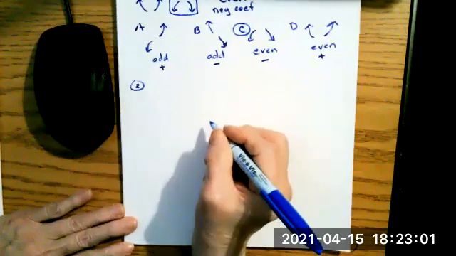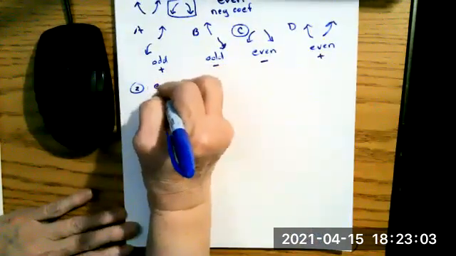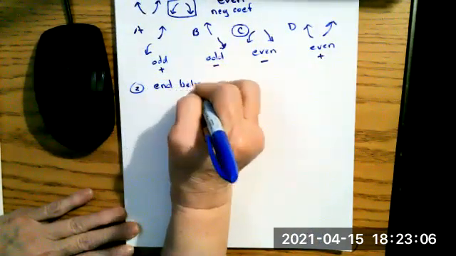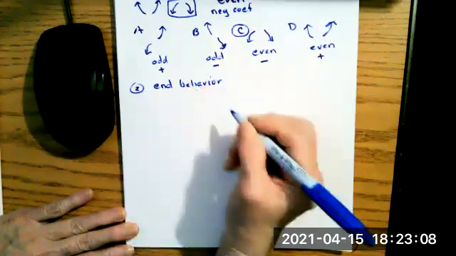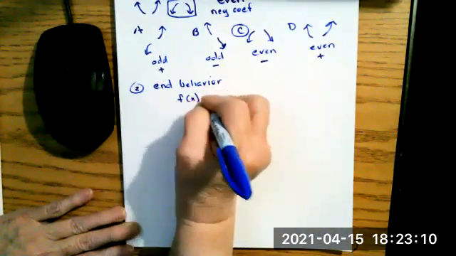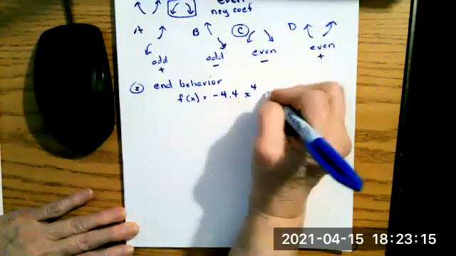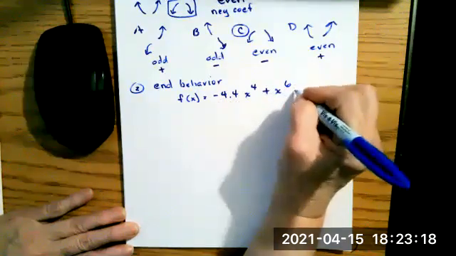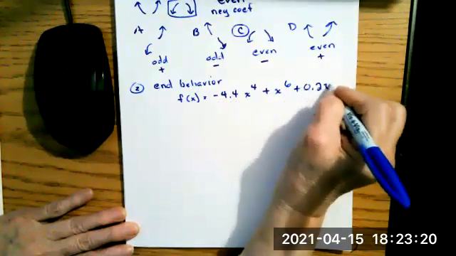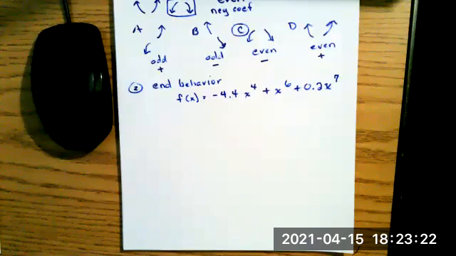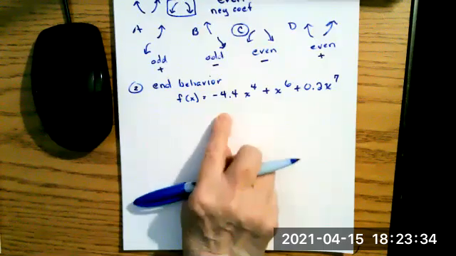Okay, let's look at the 2. Number 2 is choose the end behavior again. So we have f of x equals negative 4.4 x to the 4th plus x to the 6th plus 0.2 x to the 7th. Now somebody tell me what you have to be careful of on this problem. Making sure they're in order.